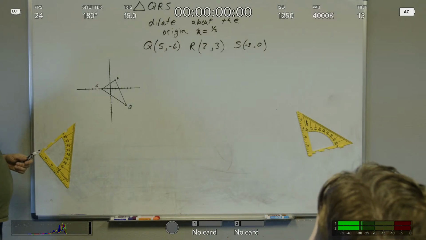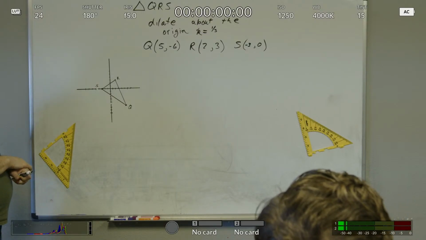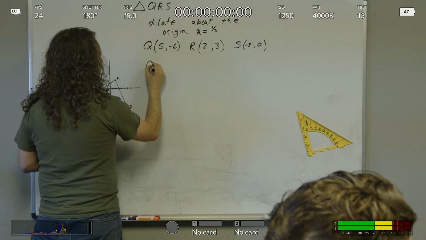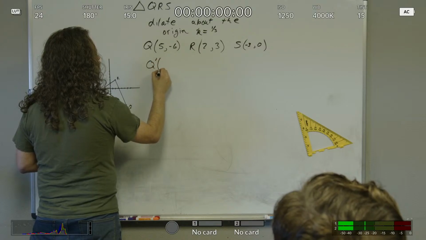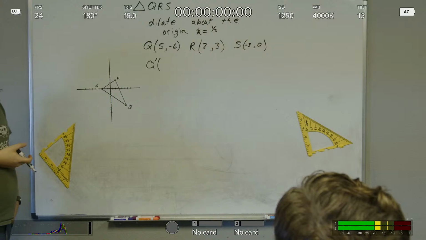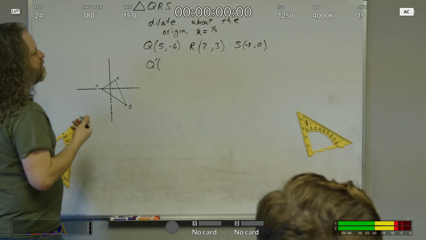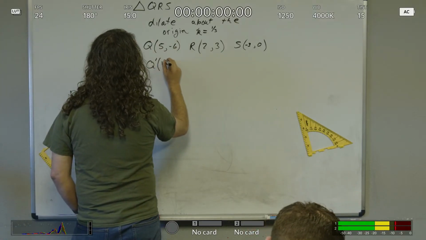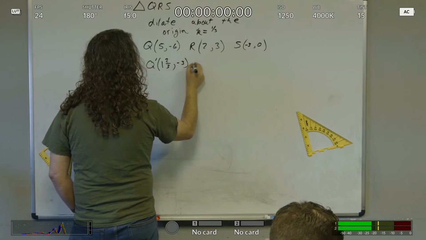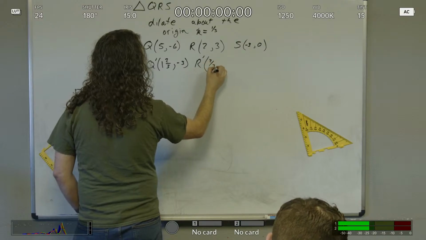So what about 0? It is just 0. Q prime is 5/3, but that's kind of useless, right? We can't figure out where 5/3 is on a number line, so we need a mixed number. What is 5/3 as a mixed number? 1 2/3. -3. R prime is 2/3.